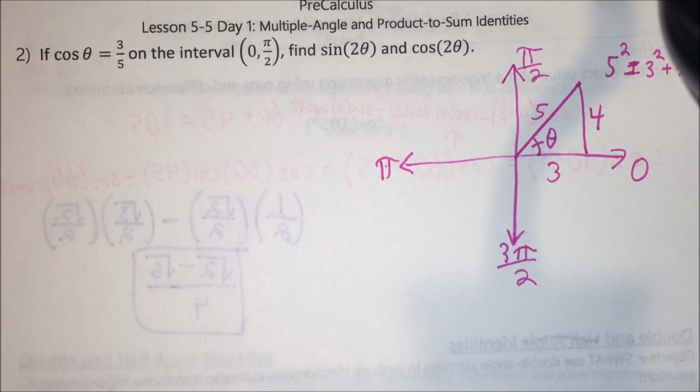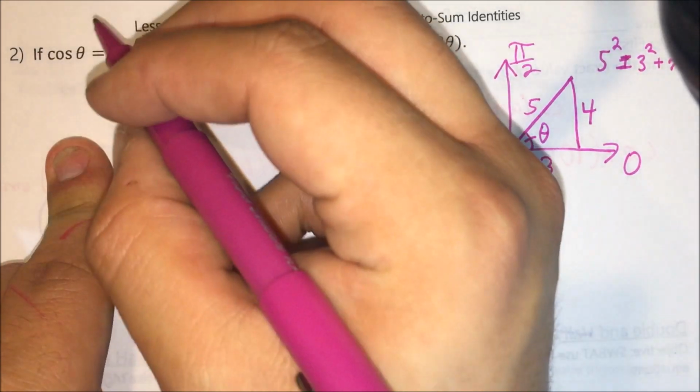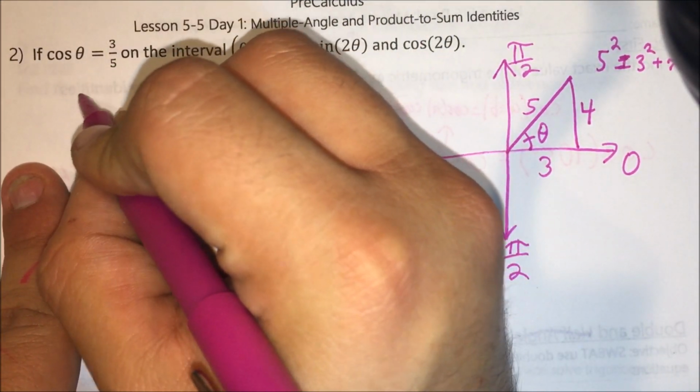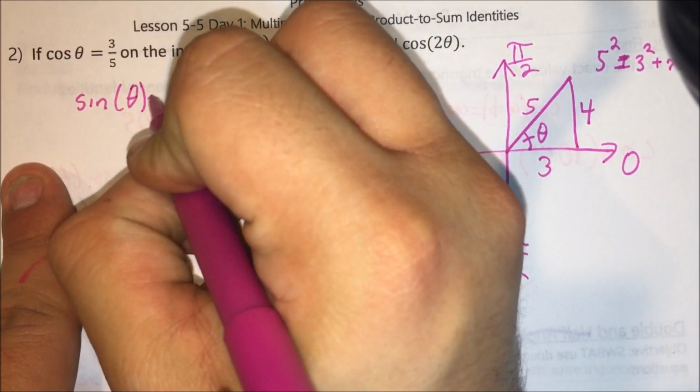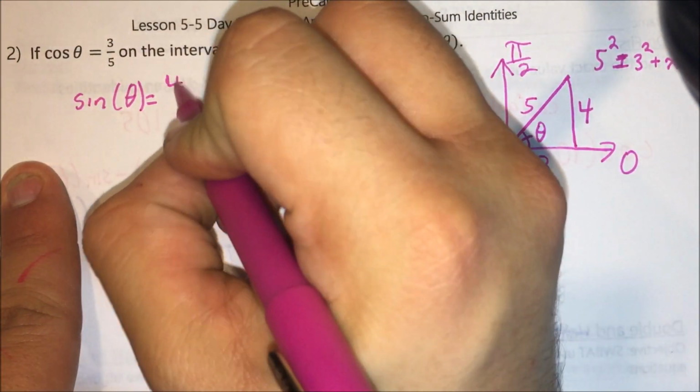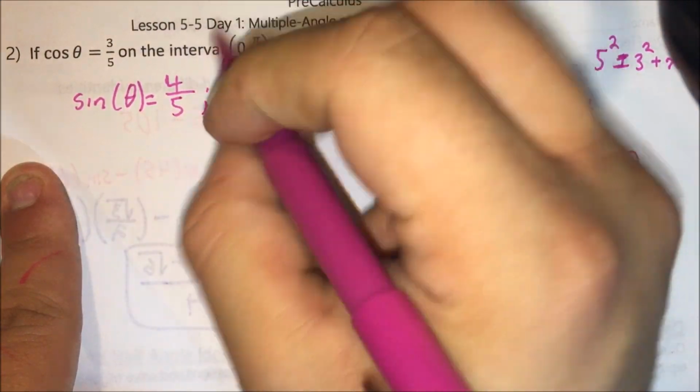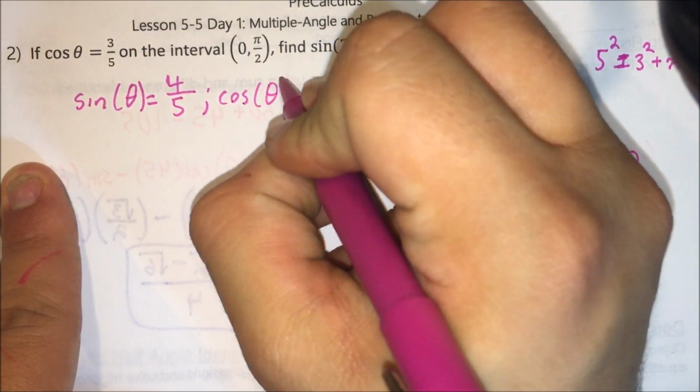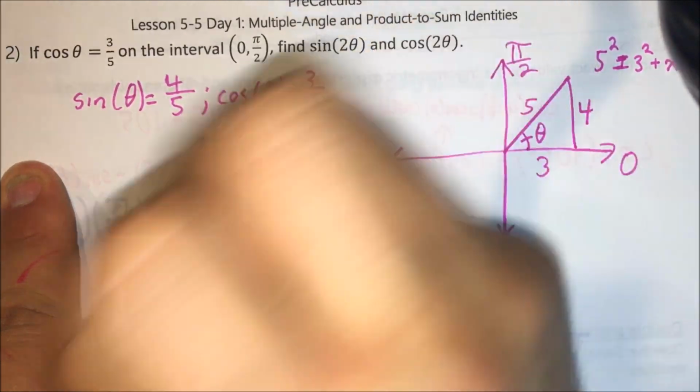Okay, so that tells us that sine, which is opposite over hypotenuse, is 4 over 5. And cosine, given to us in the problem, is 3 over 5.